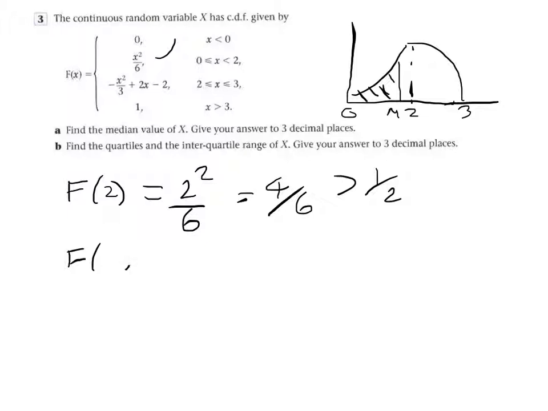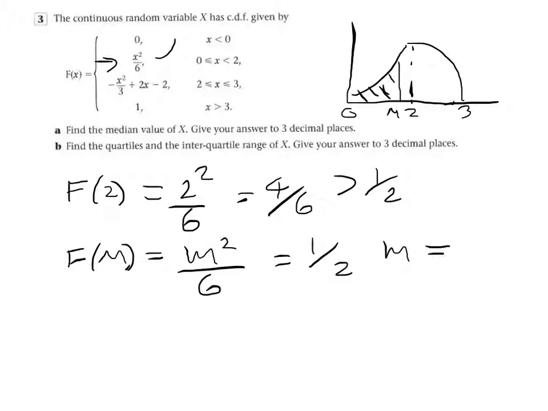we can set this to m squared over 6 equals 1 half. So I've substituted my m into the first equation. So if m squared over 6 equals a half, then m squared will equal 6 over 2, so m will equal root 3. Now root 3 is 1.41, confirming that the median is indeed between 0 and 2.